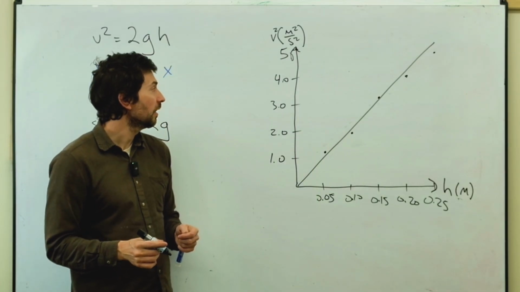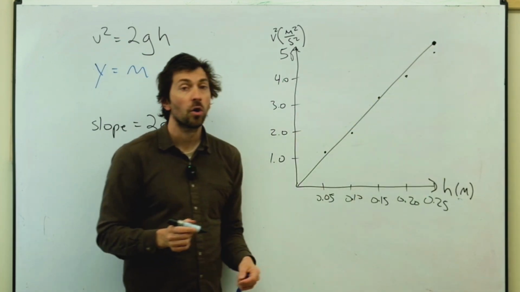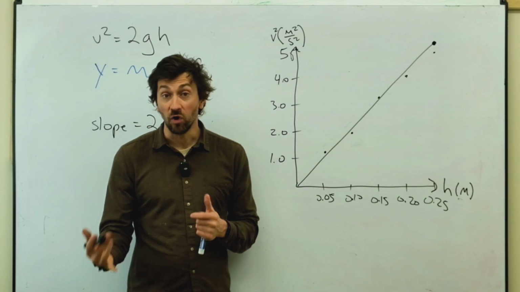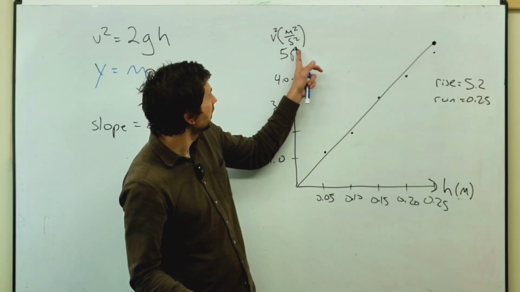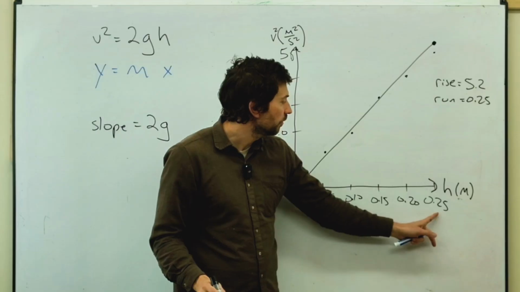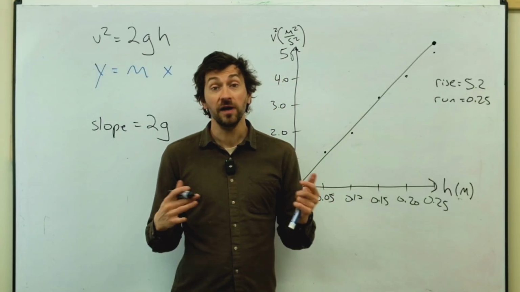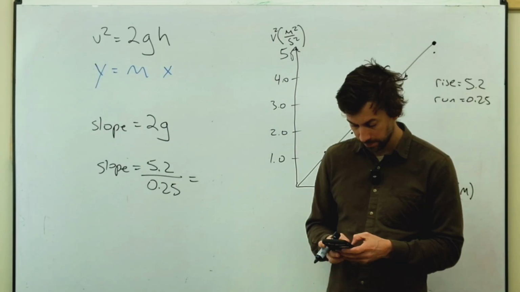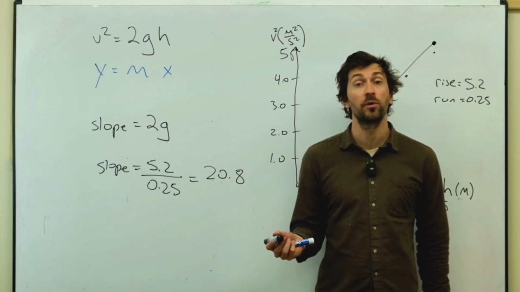So we'll go ahead and look at my line. So I'm just going to take this point up here, whatever that is, and I'll go back down to 0, 0, and say rise over run. So my rise is 5.25. It's slightly above 5 there. My run is 0.25. So what's my slope going to be? 5.25 divided by 0.25. I'm going to get a little bigger than 20. So my slope is 20.8. So my value for g is going to be 10.4.